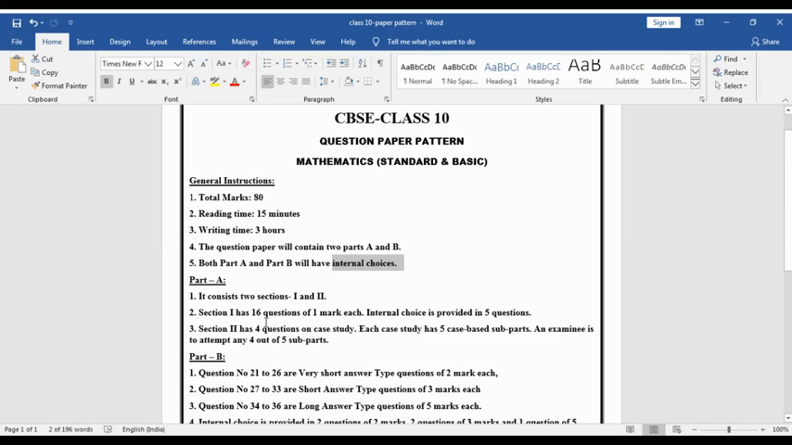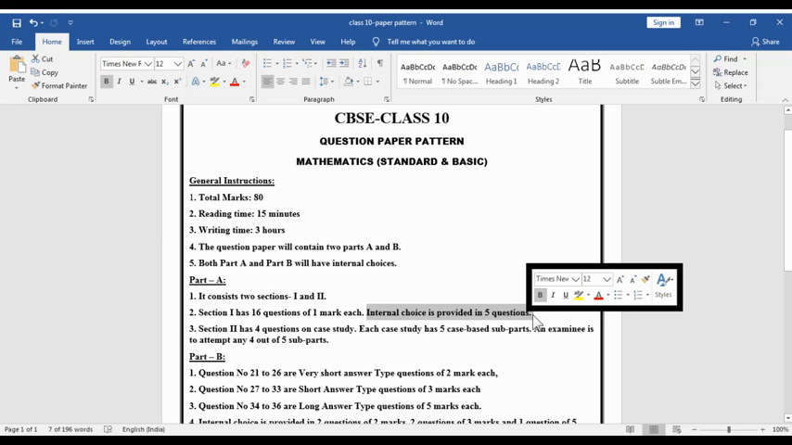Section 1 will have 16 questions. Until last year, it wasn't like that. So this year, it is 16 one-markers. And even in the one-markers, you are provided with an internal choice in 5 questions. Now, what is Section 2?